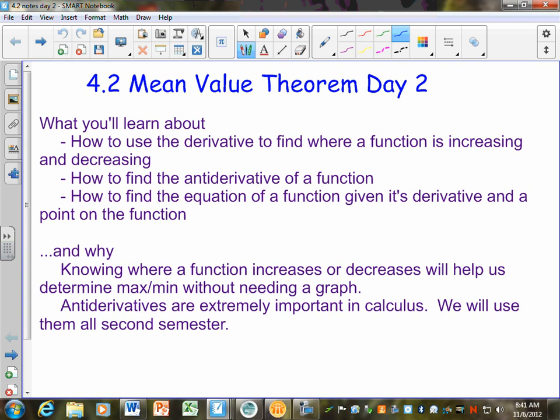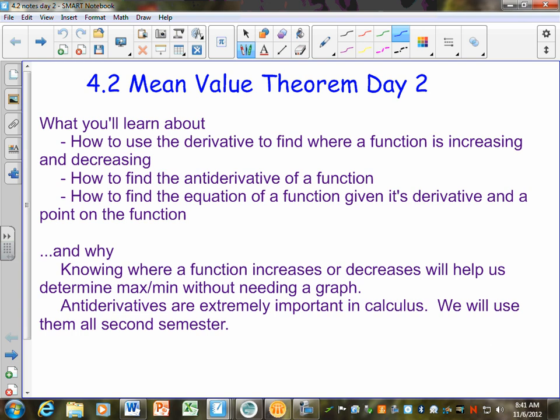Tell where a function is increasing or decreasing, which means we're getting really close to being able to tell whether a function has a max or a min, relative max or min, without ever having to graph it. We're also going to learn this new concept called an antiderivative. Doesn't that sound exciting? And how to find the equation for a function if they give you its derivative and a point, and we're kind of going to work backwards.